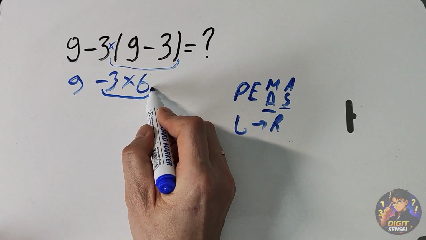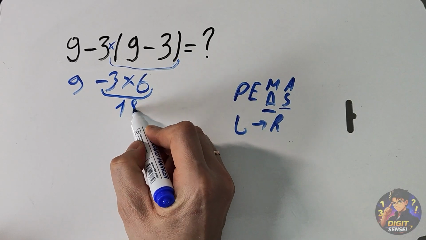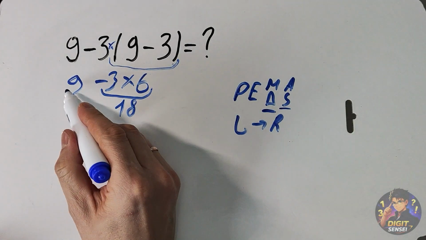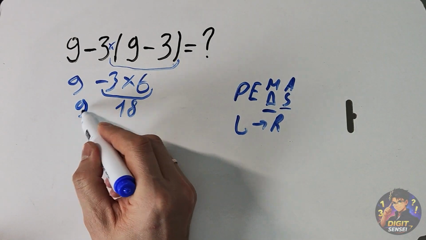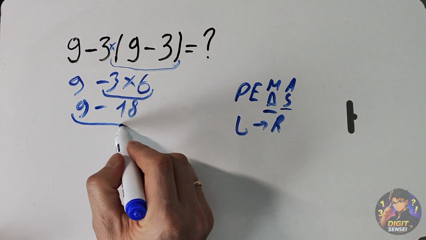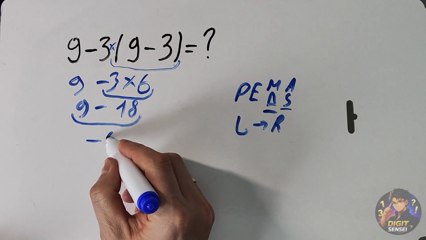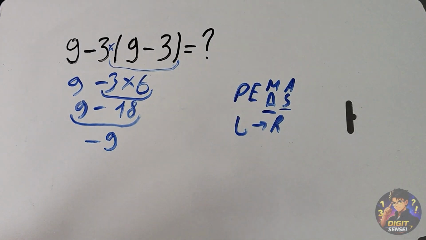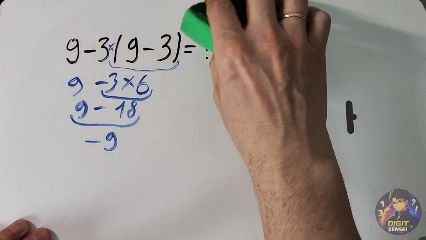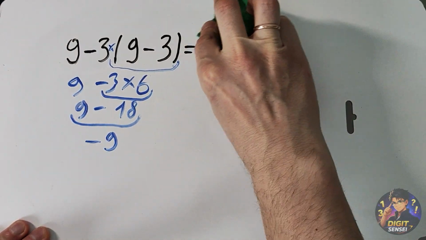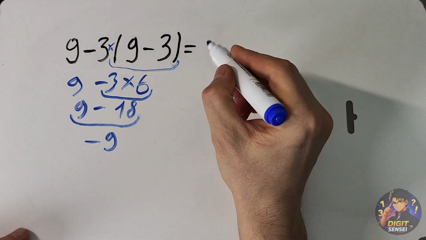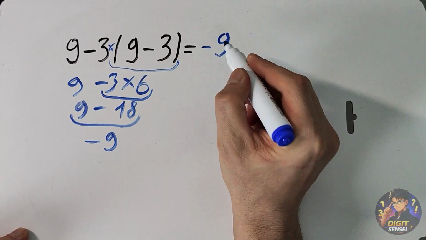3 times 6 is just 18. So 9 minus 18, which equals negative 9. And this is our final answer to this problem. The correct answer is negative 9.